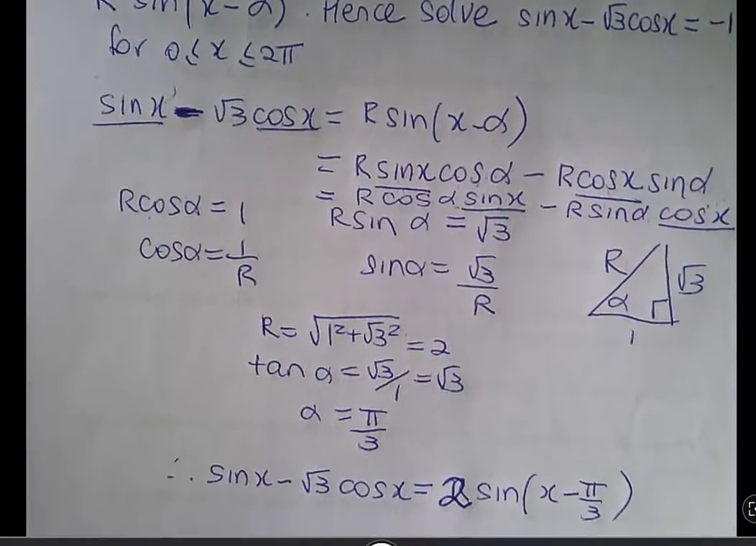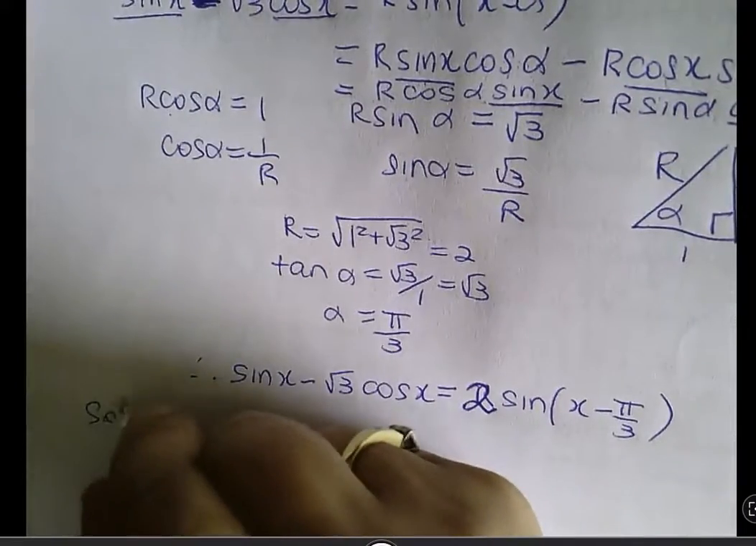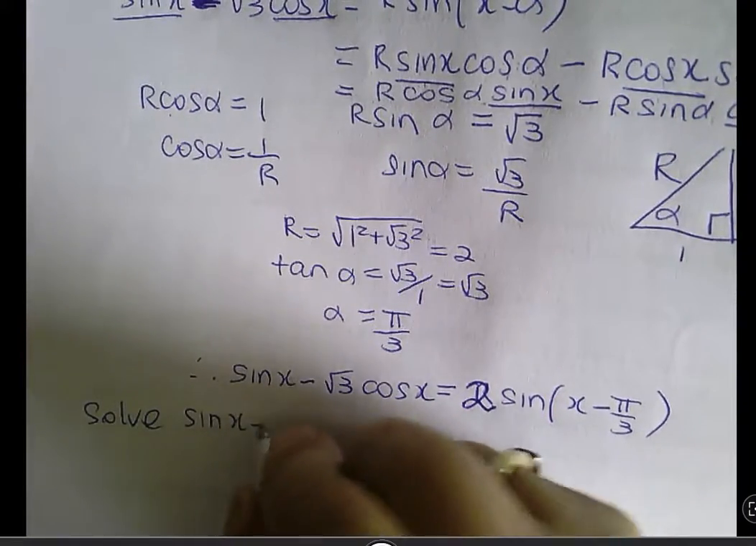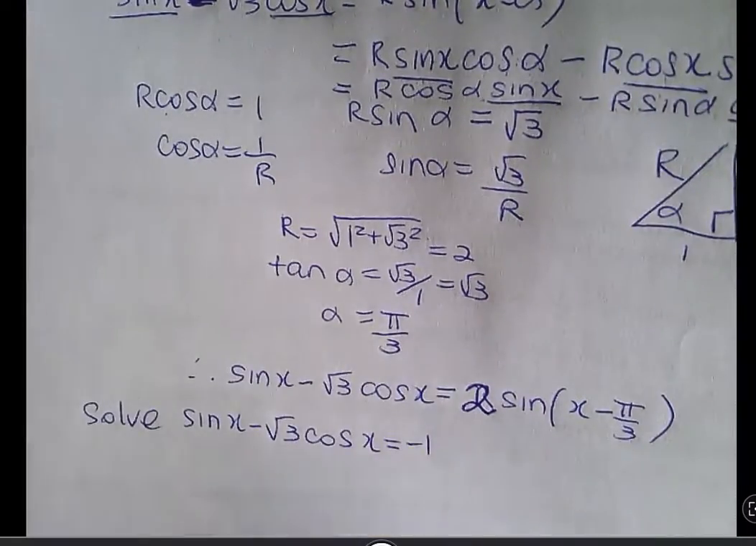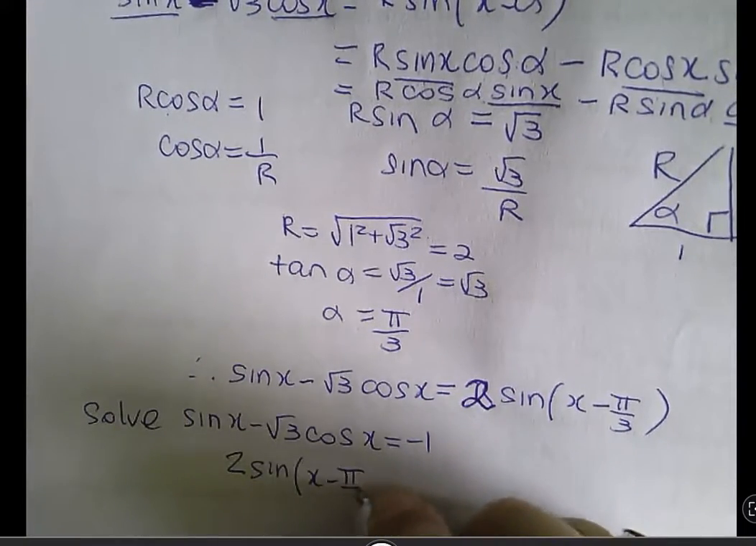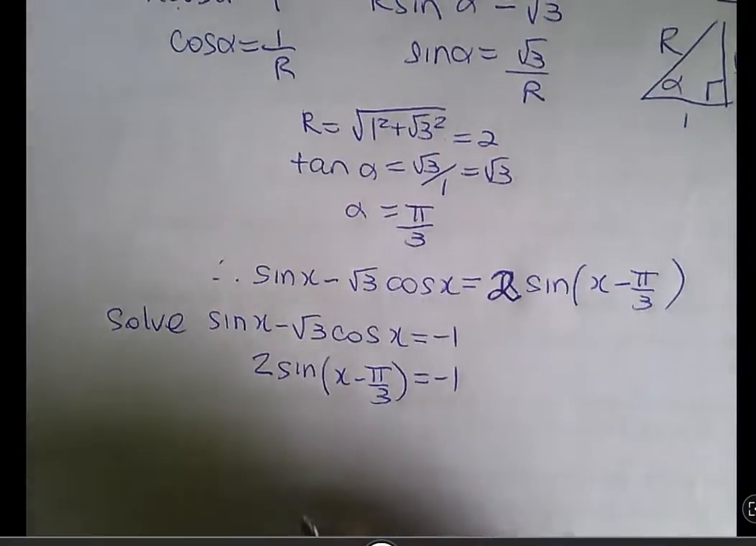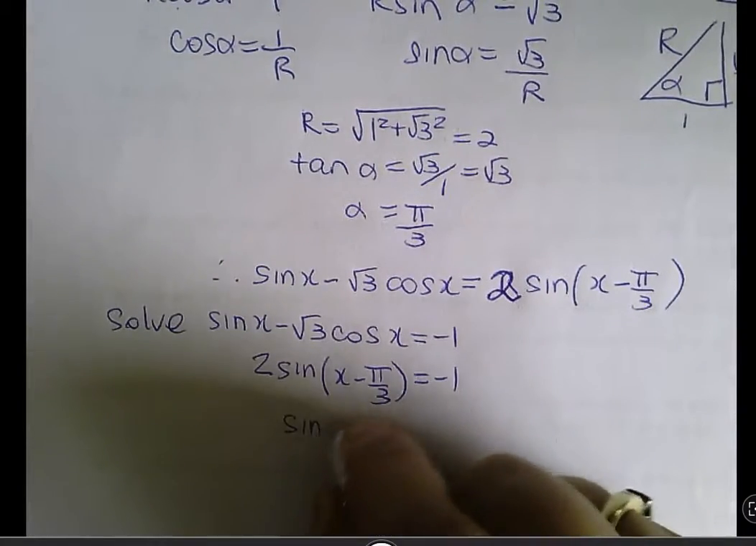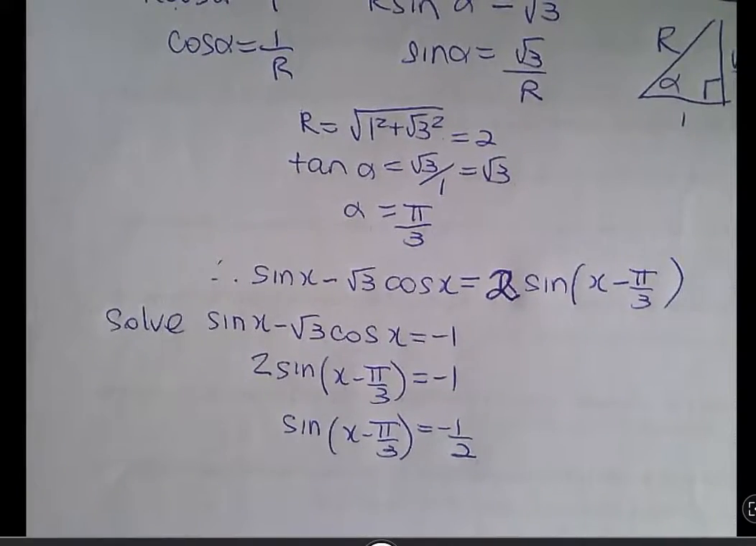All right, so let's keep going. So now we're going to solve. So now we want to solve sine x minus root 3 cos x equals negative 1. Do you know what to do? We replace the left-hand side with 2 sine x minus pi on 3 is negative 1. What do we do? We divide by 2. Sine of x minus pi on 3 is negative a half. Okay, a few things we need to do. Remember, there's always 3 steps, or 4 actually.